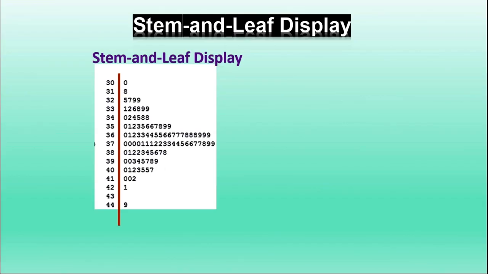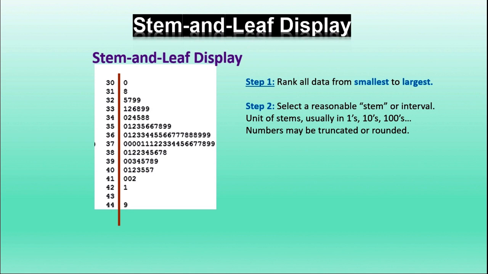Another graphical representation of the data is the stem-and-leaf display. In this display, the left side is the stem and the right side is the leaf. Step 1. Rank all the data from smallest to largest. Step 2. Select a reasonable stem.